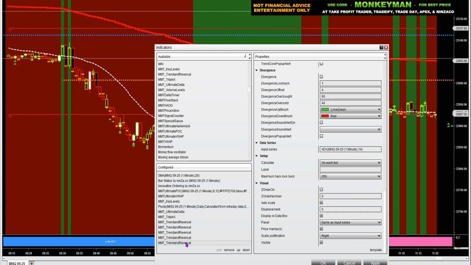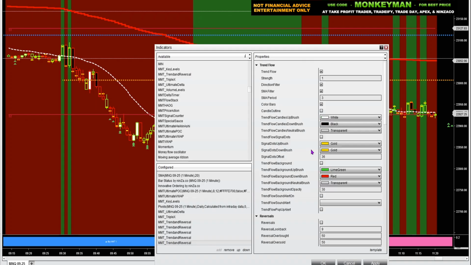And the last instance of trend and reversal, input series is the ADX. I'm also only using the trend flow. I've got a strength of 1. I've got directional filter on. I've got the SMA filter on, a period of 3. And this is just painting the bars, the inside of the bars. White for up, black for down. ADX is the input. So those are the settings.